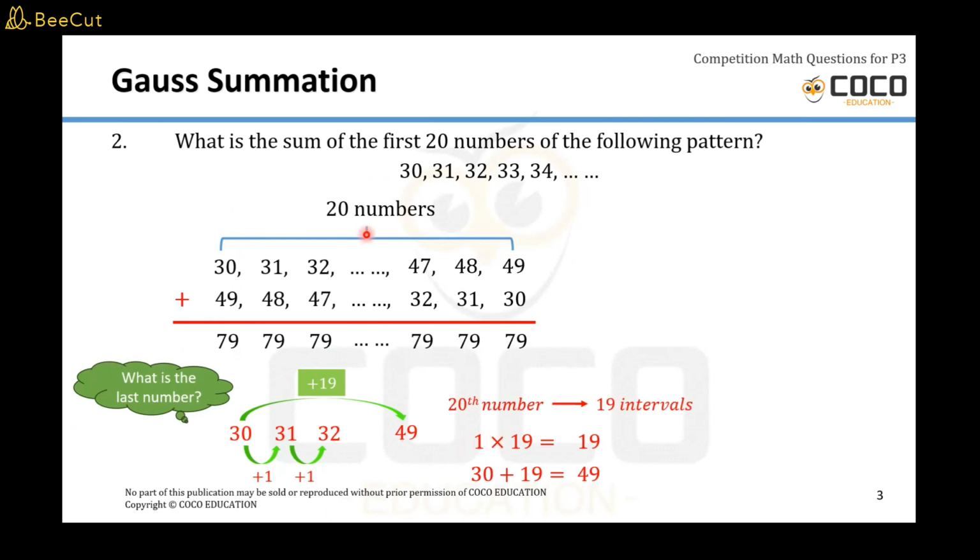Since the question already tells you that there are 20 numbers here, we can use 20 times 79, and then remember to divide it by 2 because we are calculating two sums here. So we can do 20 divided by 2 first, which equals 10. Then 10 times 79 equals 790. So the answer for question number 2 is 790.